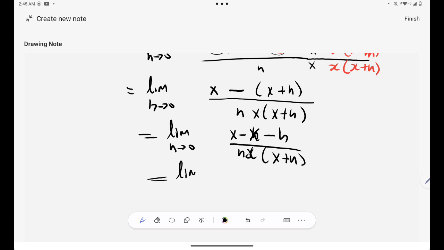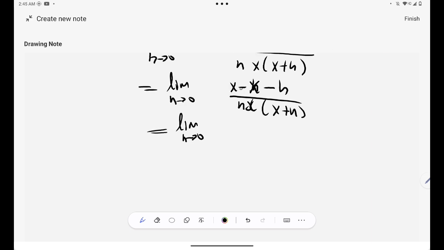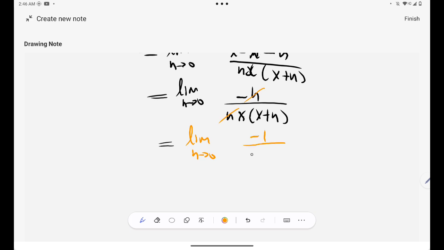So I still have limit as h approaches 0. The two x's will subtract there at the top. I'll be left with negative h all over h times x and x plus h. The two h's will cancel. I'll therefore have limit as h approaches 0 of negative 1 all over x and x plus h.